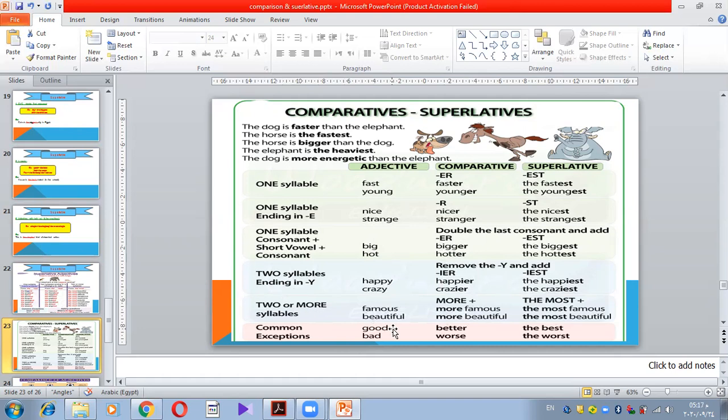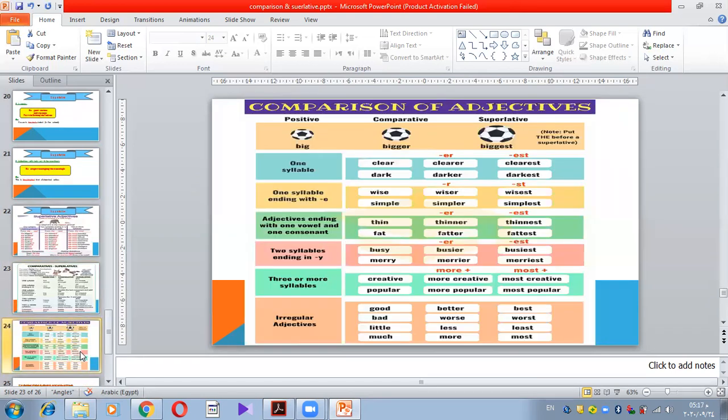Exceptions like what? Like good, better, and the best. Bad, worse, and the worst. It's repeated here one more time. I just have for the irregulars, they are added here: little, less, and least. The least for sure. Much, more, and the most.